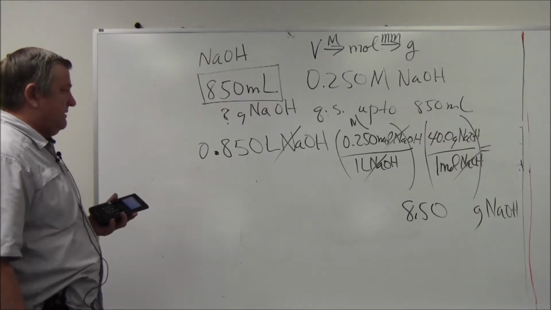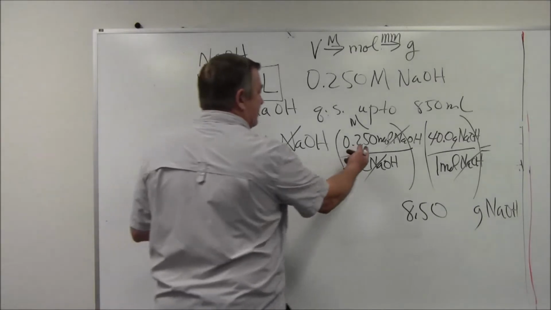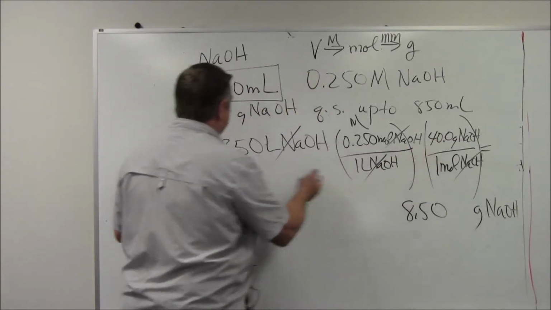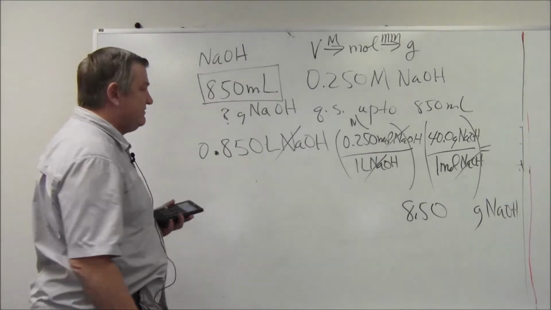Okay? And that makes sense because this is a quarter. Quarter times 40 is 10, and then 10 times this is 8.5. So now here's how we make the solution.